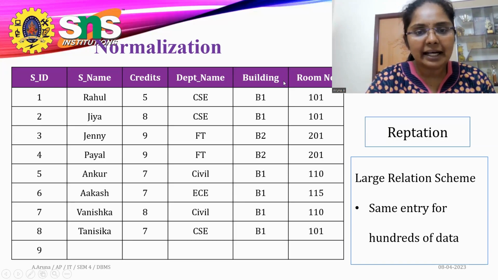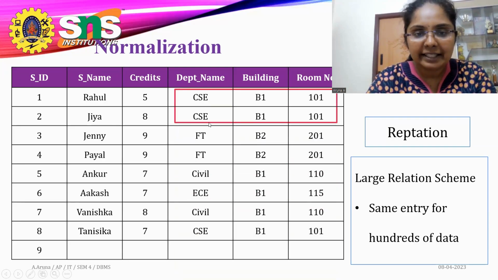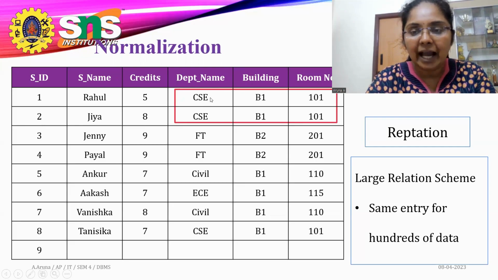Now we can check: is there any redundant data present in this table or not? Yes, definitely. Here, CSC is the same. For Rahul and Jia, I have to enter CSC for both students. For example, if this table contains thousands of entries, and 150 entries belong to the CSC department, then for each one I have to put the entry for the same data. This is called repetition, with many entries for millions of entries.